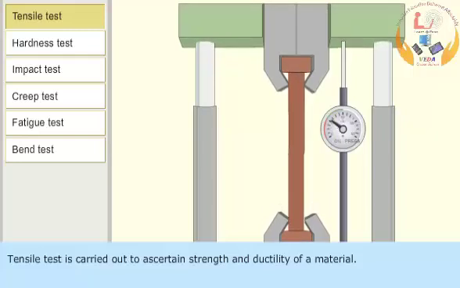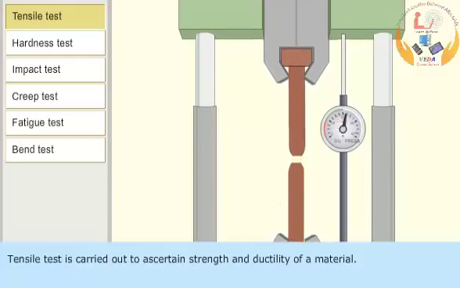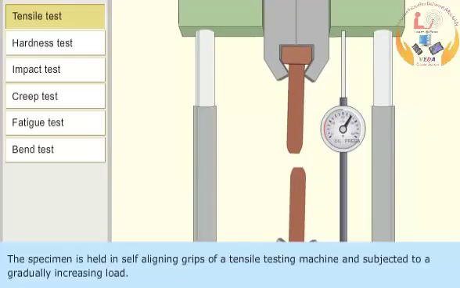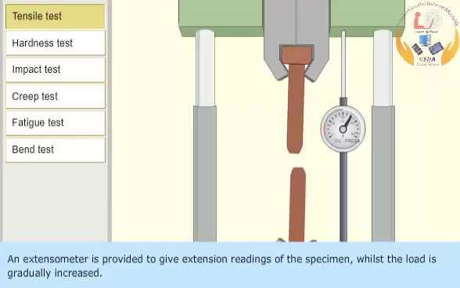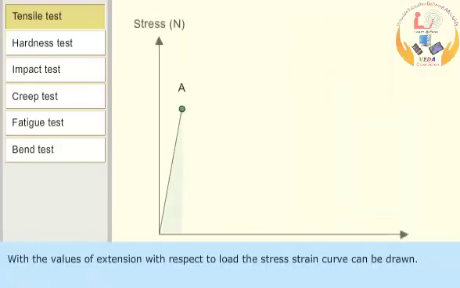Tensile test is carried out to ascertain strength and ductility of a material. The specimen is held in self-aligning grips of a tensile testing machine and subjected to a gradually increasing load. An extensometer is provided to give extension readings of the specimen while the load is gradually increased. With the values of extension with respect to load, the stress-strain curve can be drawn.